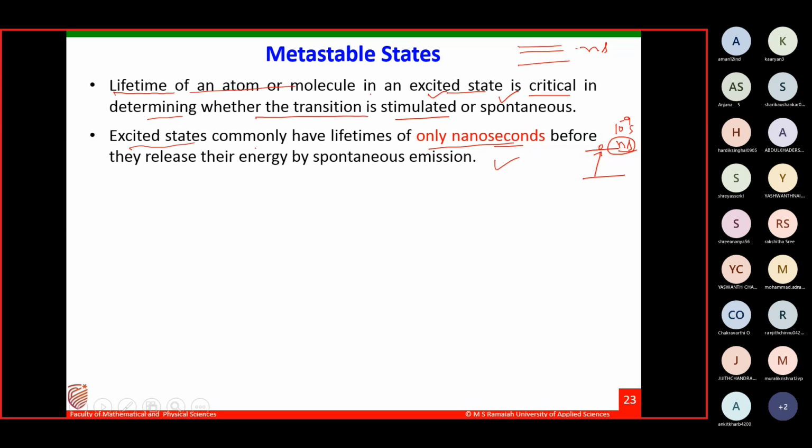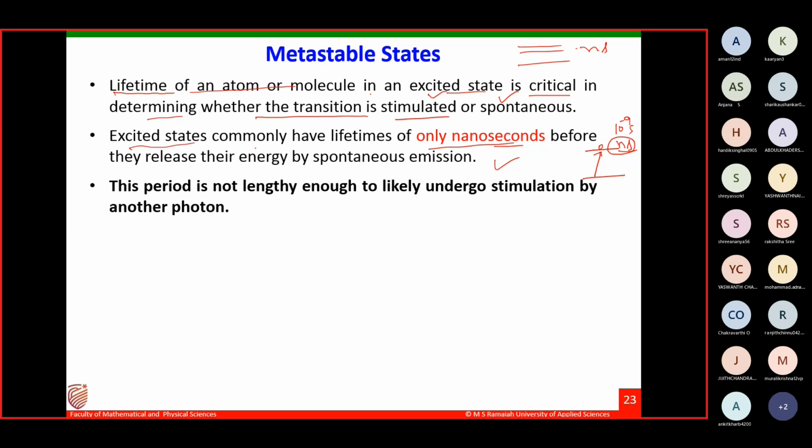In most of the systems, whatever material or matter we have considered, excited states have a short lifetime of nanoseconds, and within nanoseconds they come to the lower energy state by emitting radiation, which we call spontaneous emission. This nanoseconds period is not lengthy enough to likely undergo stimulated emission, because before external radiation hits the atoms and they absorb that energy and undergo stimulated emission, thereby giving two photons, they have already dropped back. If the excited state has a short lifetime, this entire process cannot happen. Therefore, I cannot expect stimulated emission if the excited states are short-lived.